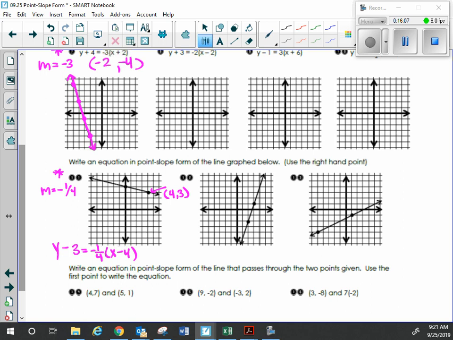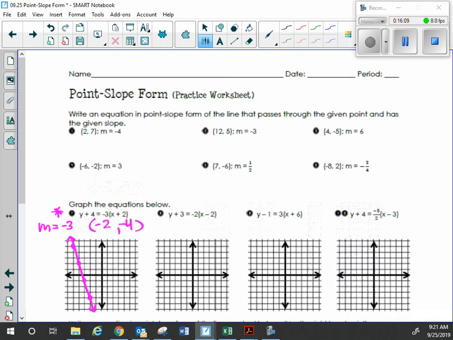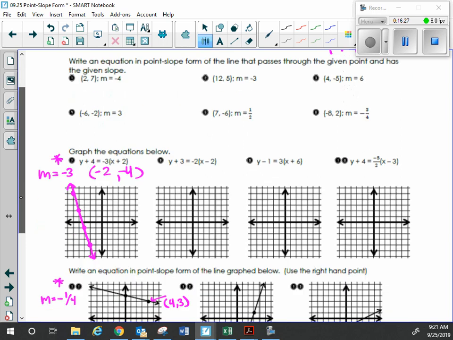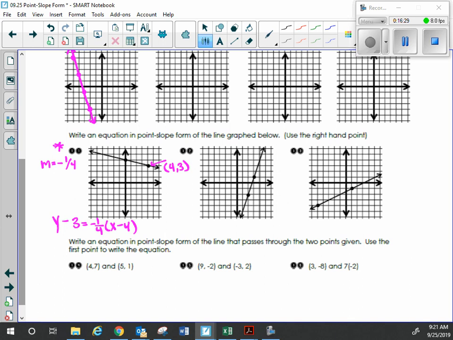Alright, so now, reminder, this homework is due Friday. We won't have time to check it tomorrow, because you have a quiz tomorrow. Alright? Yes. Number 16 on the bottom, the second point is... Oh, it should just be (7, -2). Thank you. Okay. Good.